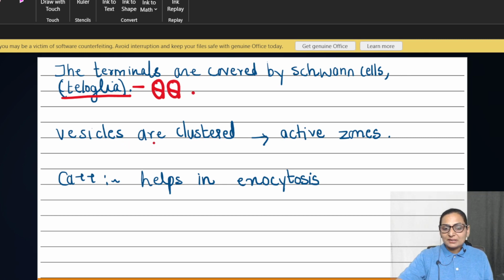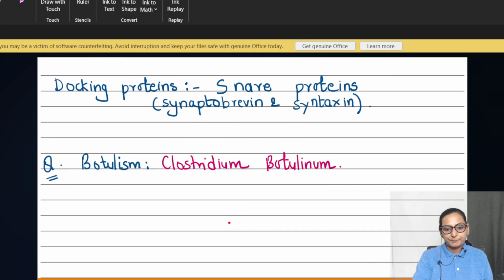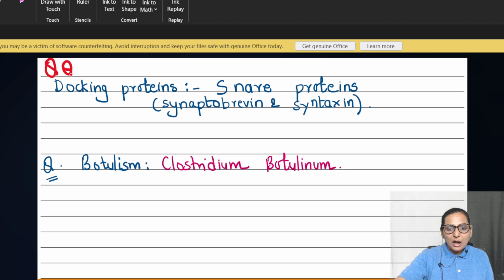As I told you, the vesicles are clustered in the active zone, and what is the role of calcium? This calcium is going to help in the exocytosis of the neurotransmitter substance, that is acetylcholine, which we will see when we study the mechanism. Now, this is a very important question: what are docking proteins? You know, what are docking proteins?